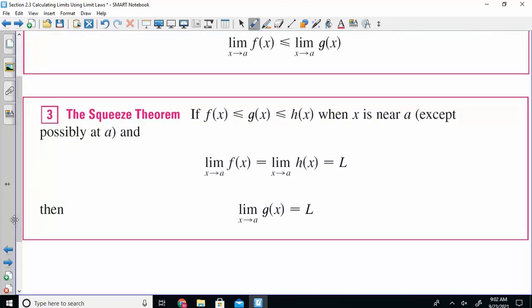That allows us to use what's called the squeeze theorem. So sometimes we get some nasty functions that we can't use our limit laws to do the limits of. But if you know that function falls between two other functions, then if you could do the limits of those and they're equal, that means the middle one has to be equal as well.